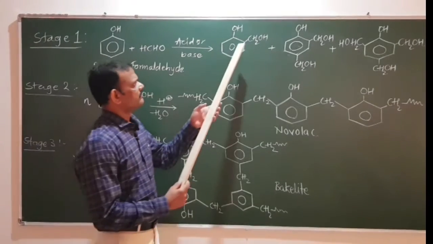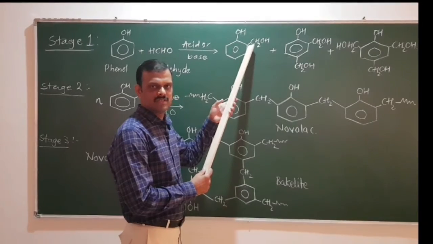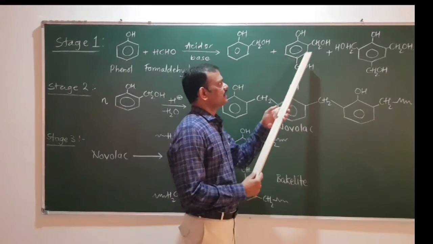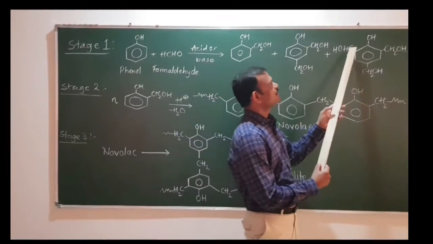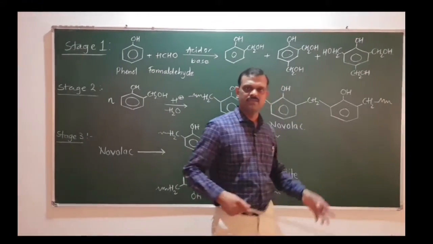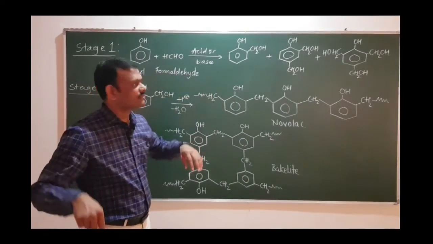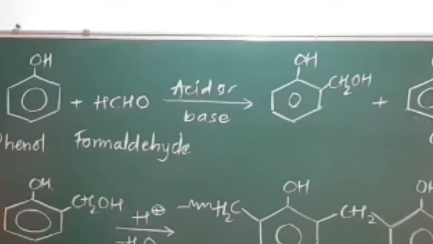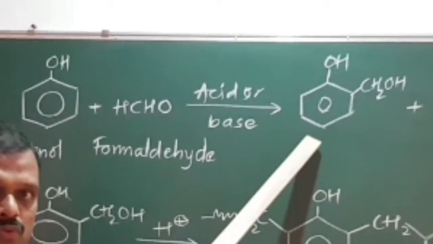That means only the first ortho position is substituted, hydrogen is substituted by CH2OH. Again, ortho and para substituted product, and the last one is both the ortho and para position substituted product. Now from these 3 products we are going to use only this as a starting material for stage 2.